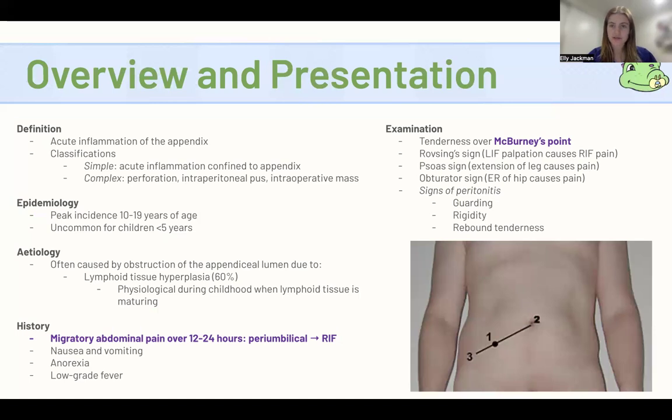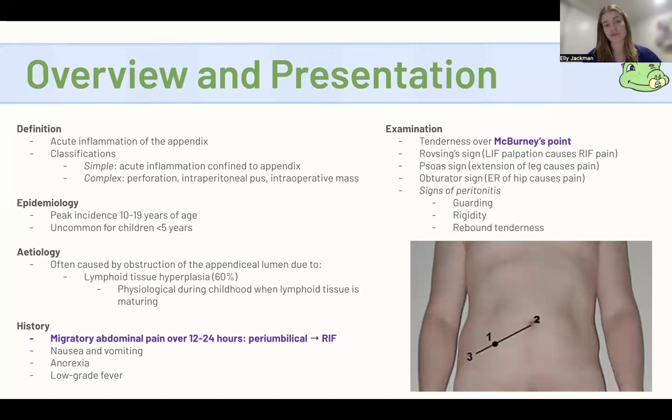On examination, there'll be tenderness over McBurney's point, which is 2/3 between the umbilicus and the right ASIS. There may also be other signs such as Rovsing sign, Psoas sign, or obturator sign that could be positive, and there can be signs of peritonitis as well, so guarding, rigidity or rebound tenderness.